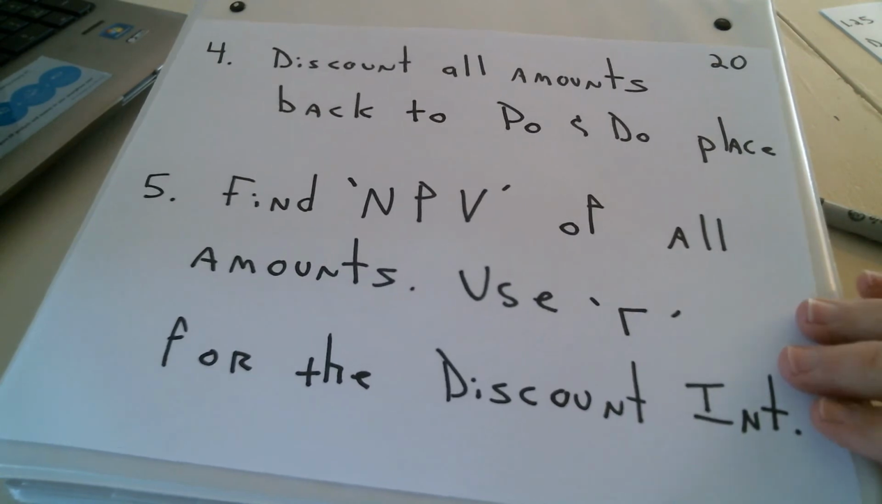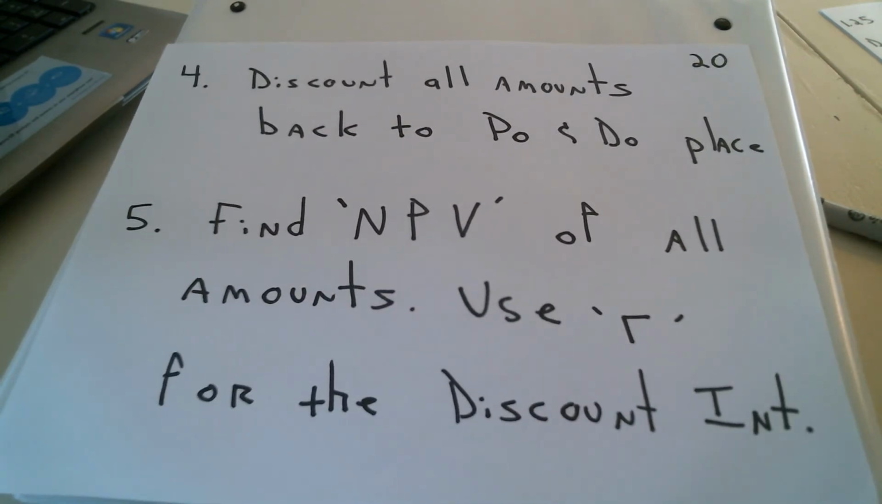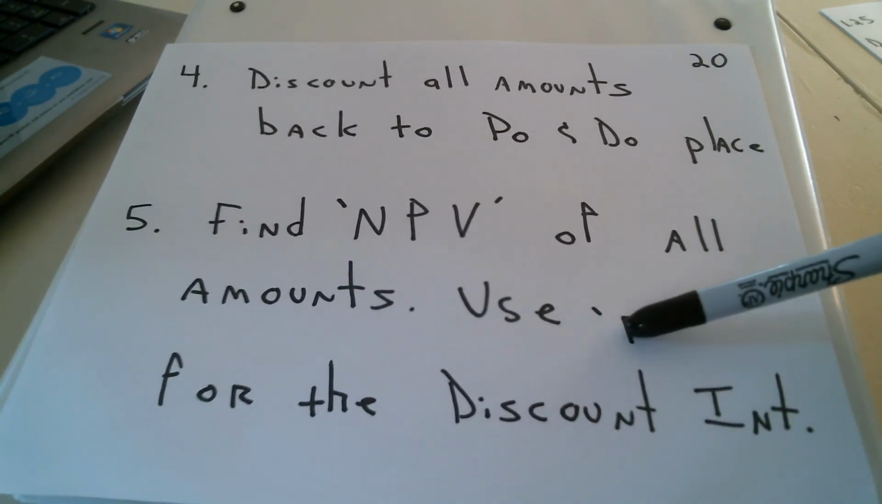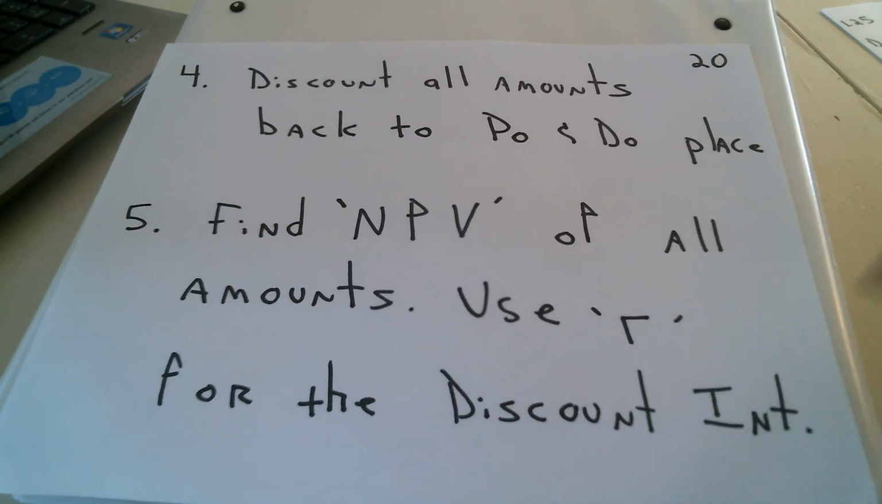Step 4 is discount all the amounts back to P0 or D0, that first point. Calculate, discount everything back to that point, and we can do that by finding the net present value of all those amounts. Put those into your cash flow formula in your calculator. We're going to use R, the required rate R, that will be, in essence, used for the interest. So on your calculator, the R, the amount that's given, that will be your interest.